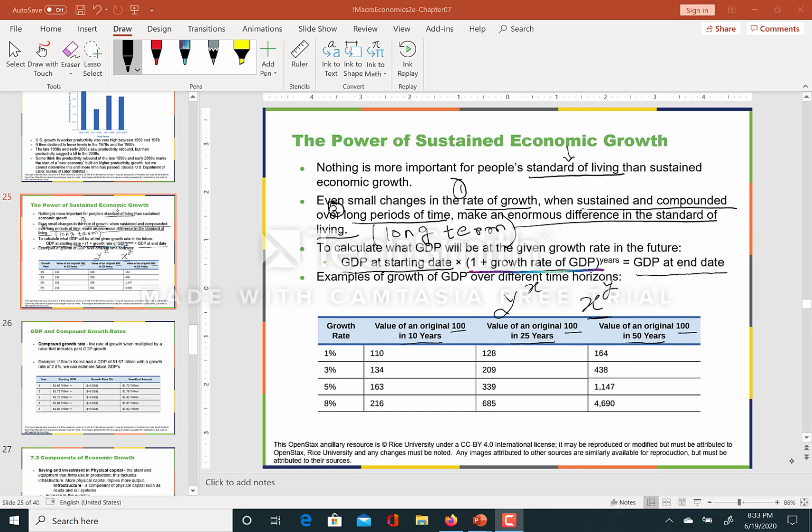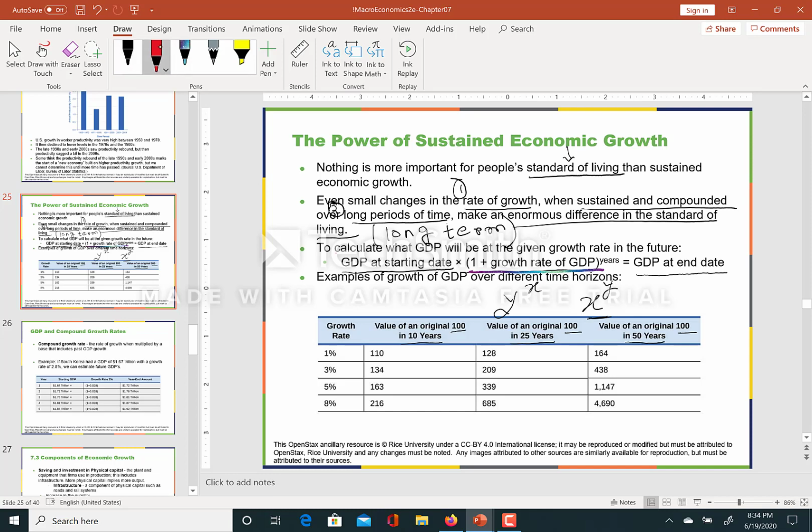In this video, let's look at increases in standard of living and capital deepening per person. To increase standard of living, we need even small changes in the rate of growth. When this is sustained and compounded over a long period of time, the standard of living goes up in the long term and the short term.